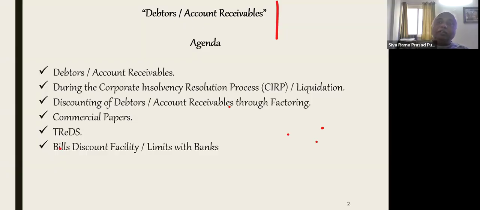The corporate debtor will sell, will discount these debtors or bills, accounts receivable or bills receivable, with the factoring also and forfeiting also. In case of foreign bills, forfeiting. Not only that, commercial papers also I will discuss. The companies, particularly, are going for commercial papers; that also I will discuss. And not only that, the bills discounting facility, limits with the banks, all these things I will discuss in detail.